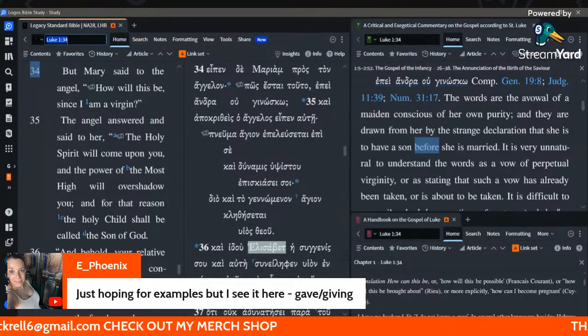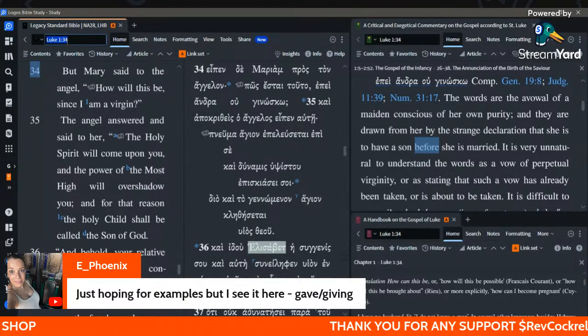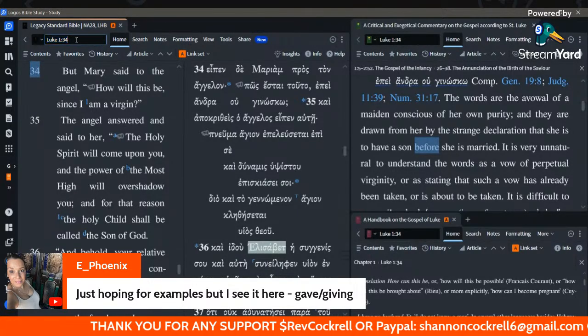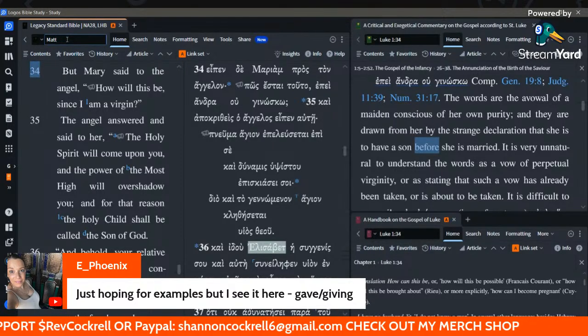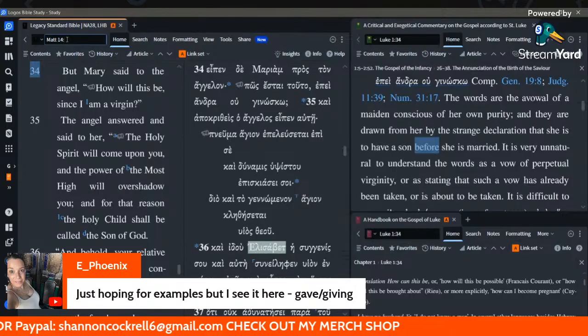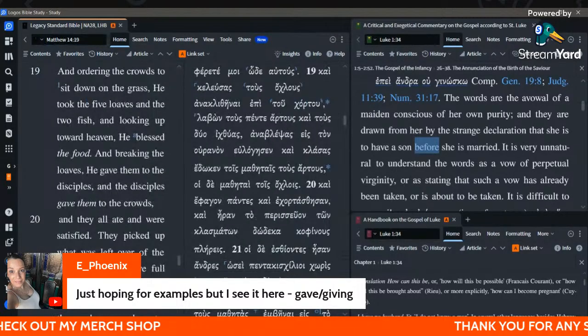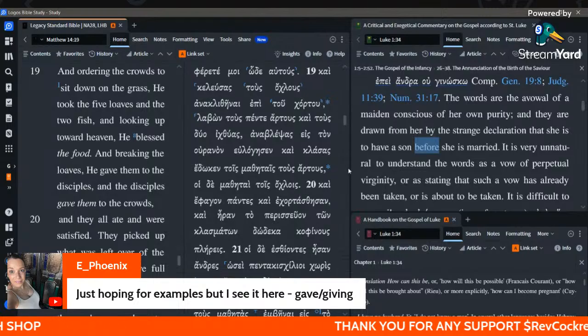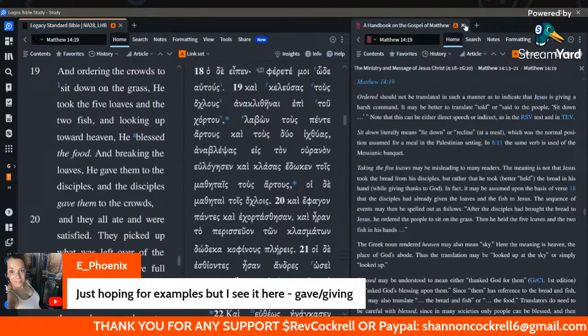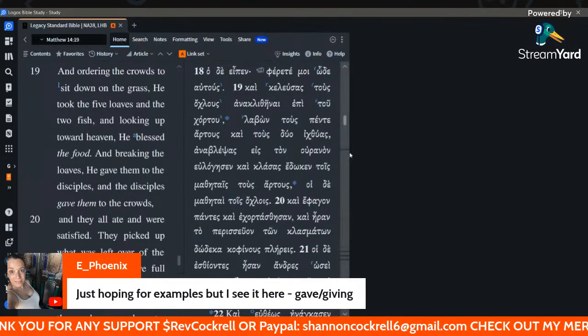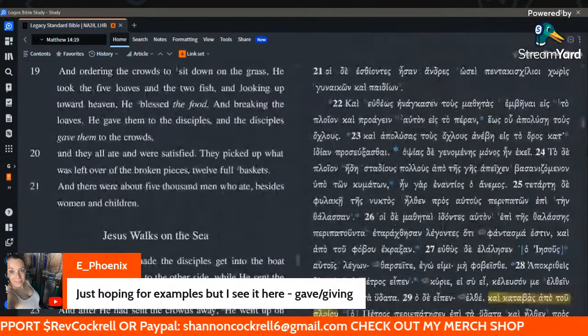Let's go to Matthew 14, verse 19. Matthew 14:19. And we're going to look at the same account from two different authors and how they chose to portray the action.